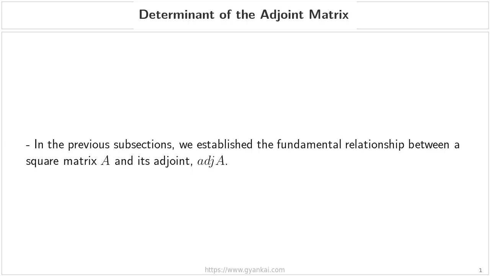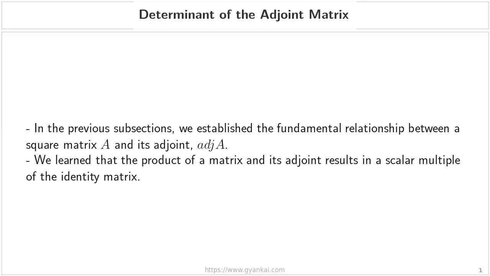Welcome, everyone. Before we dive into today's new topic, let's take a moment to recap what we have already covered. In our previous lessons, we established the fundamental relationship between a square matrix, which we call A, and its adjoint, written as adj A. Specifically, we learned a very important property: when you multiply a matrix by its adjoint, the result is a scalar multiple of the identity matrix.